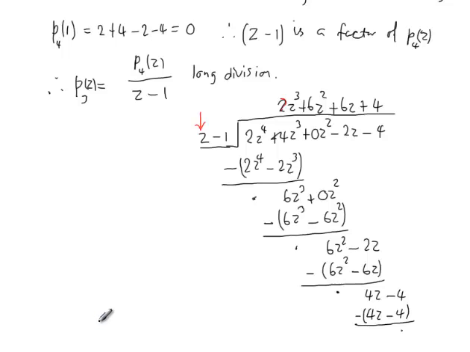So that's the thing there. What do you need to do now? We can now write down here our P3 of Z is actually 2Z cubed plus 6Z squared plus 6Z plus 4.